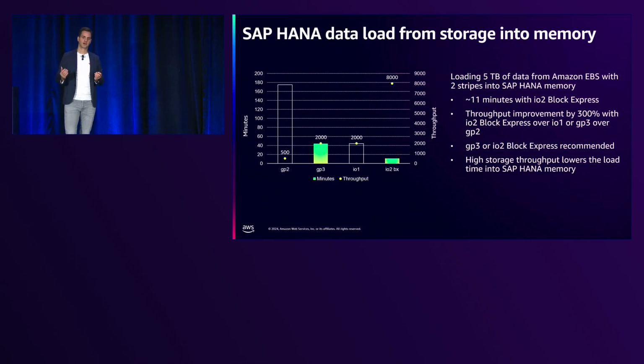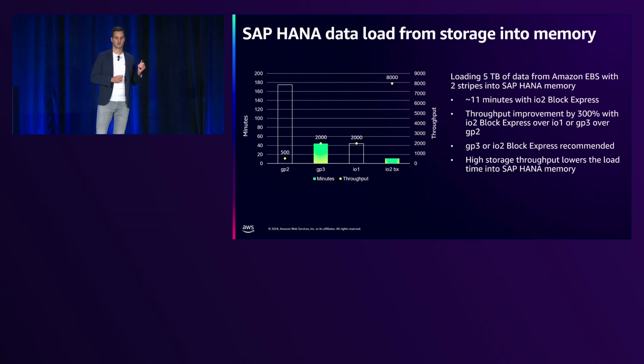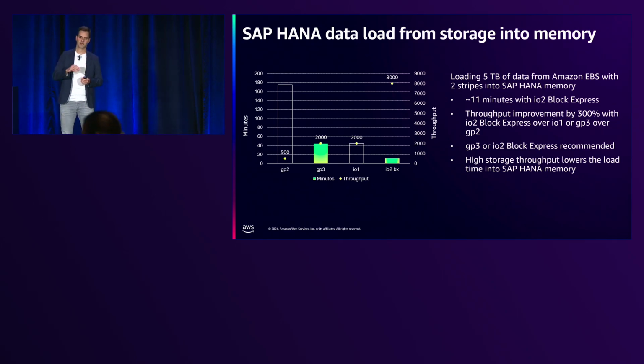Imagine you're going to start up your HANA database and you need to load all the data from storage into memory. The faster that happens, the faster you can experience the performance of your actual in-memory database. Because only when you're not reading blocks from storage, but only from memory, you experience the full performance. In that example, we were writing 5 terabytes of data into storage and then had a cold start.